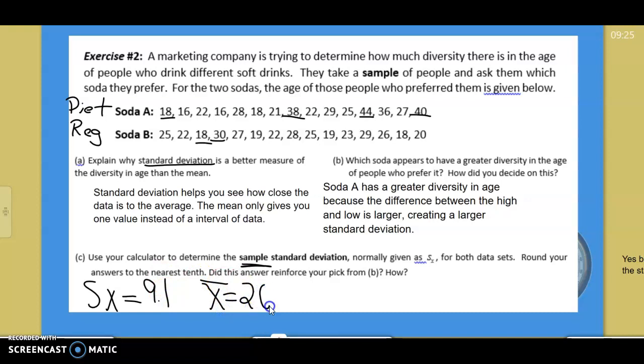with an average of 26.6 repeating. So you could subtract 9 from that 26 and find that most people are between the ages of 17 and 35 for our soda drinkers. 17 to 35 of the people that were surveyed.